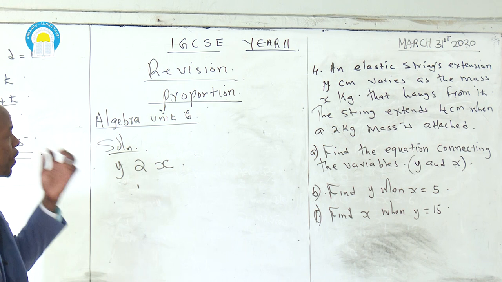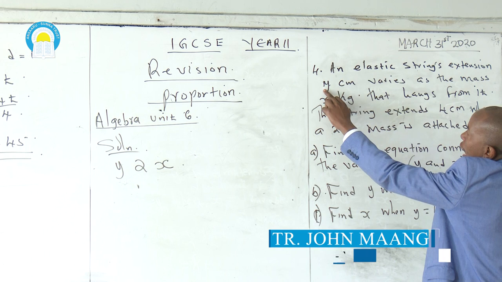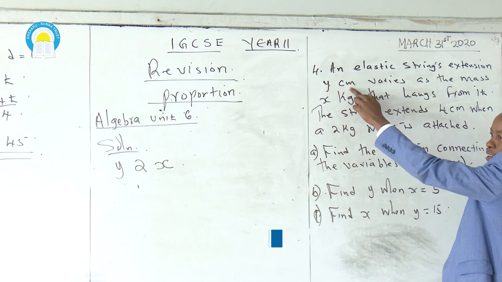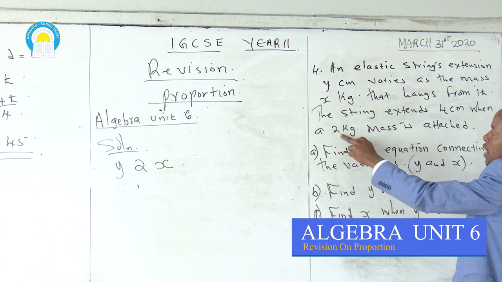That is a direct proportion. Now, the string extends 4 centimeters. So this is the value of y. Y is expressed in terms of centimeters, so that is the length. Now, when a 2 kg mass, this is the value of x. Remember that mass is expressed in kilograms.